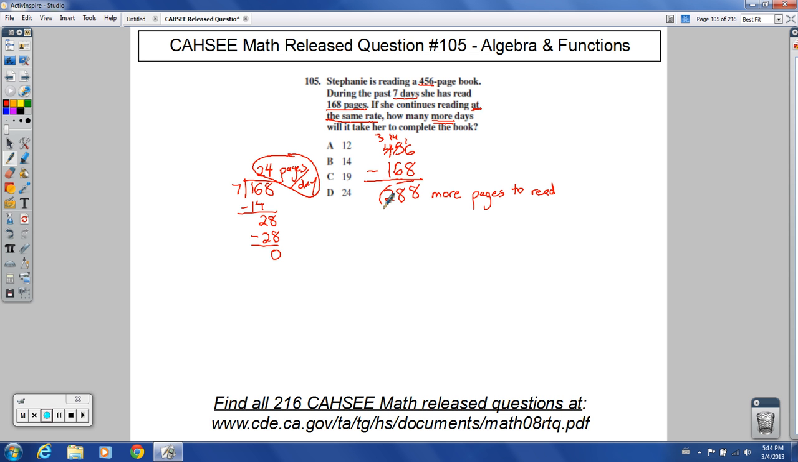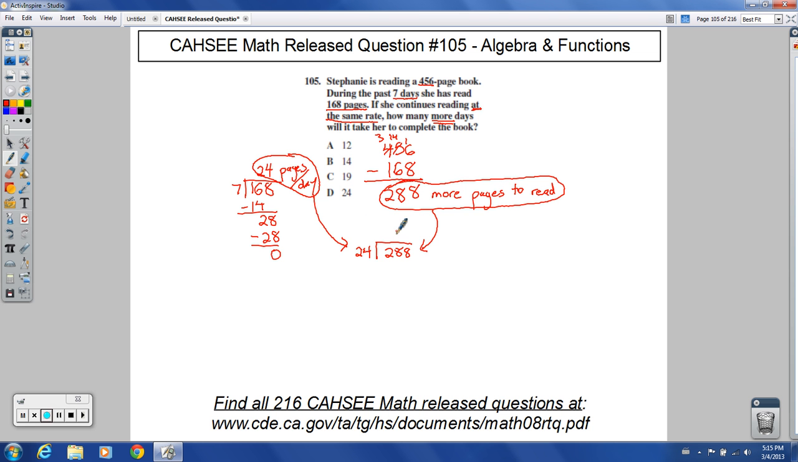We have 288 more pages. So both key pieces of information here, I'm circling those because of that. How many more days is it going to take her? We just need to take 288 and divide it by 24 now at this point. So that comes together here and here. Put some arrows there and there. That's where those numbers are coming from.